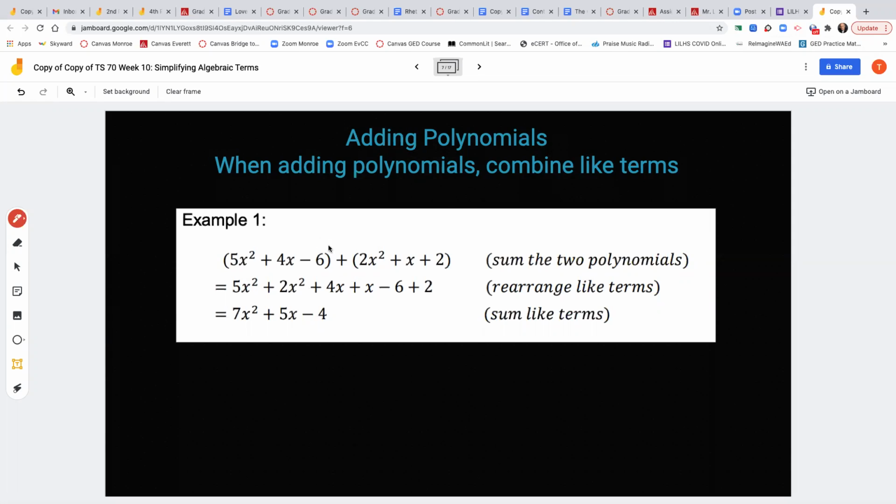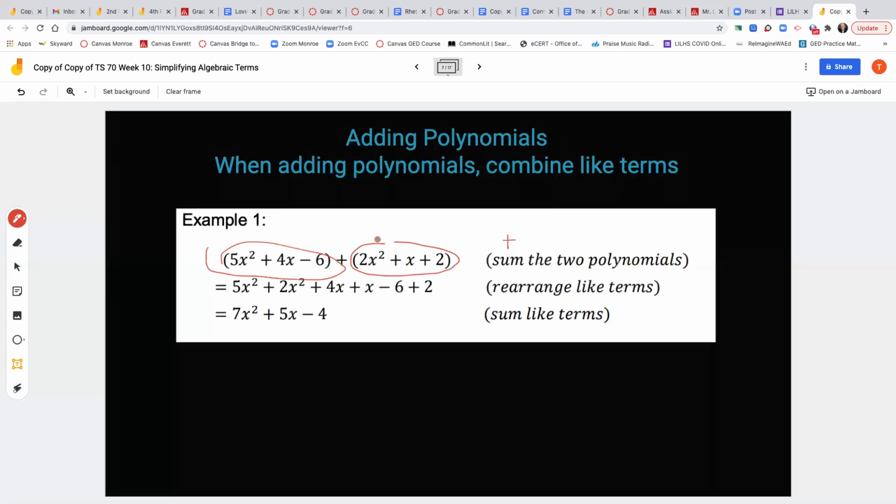But okay, so let's look at this example we have on the screen here. I've got 5x squared plus 4x minus 6. That looks like a polynomial all by itself. Plus 2x squared plus x plus 2. So we're adding. Sum means to add. We're adding these two polynomials. Here's one, and here's the second one.